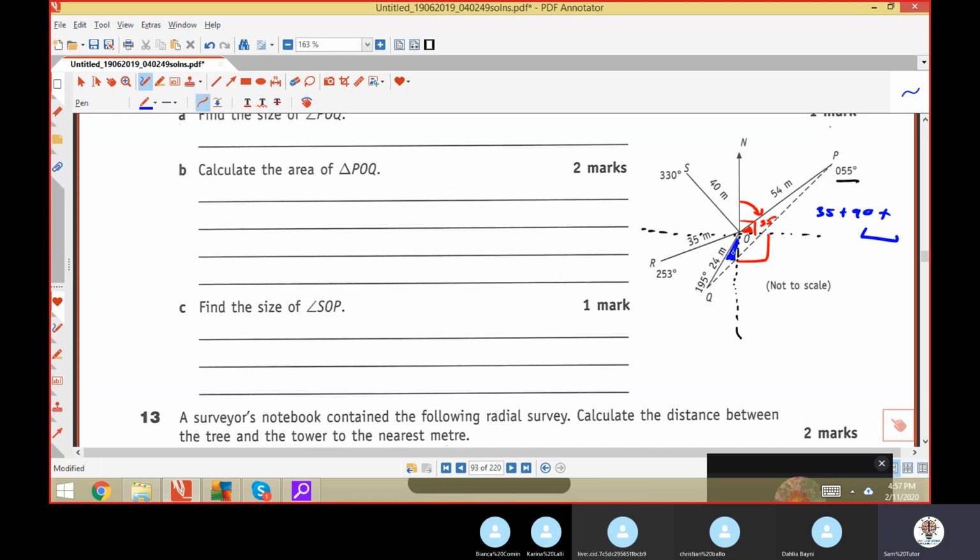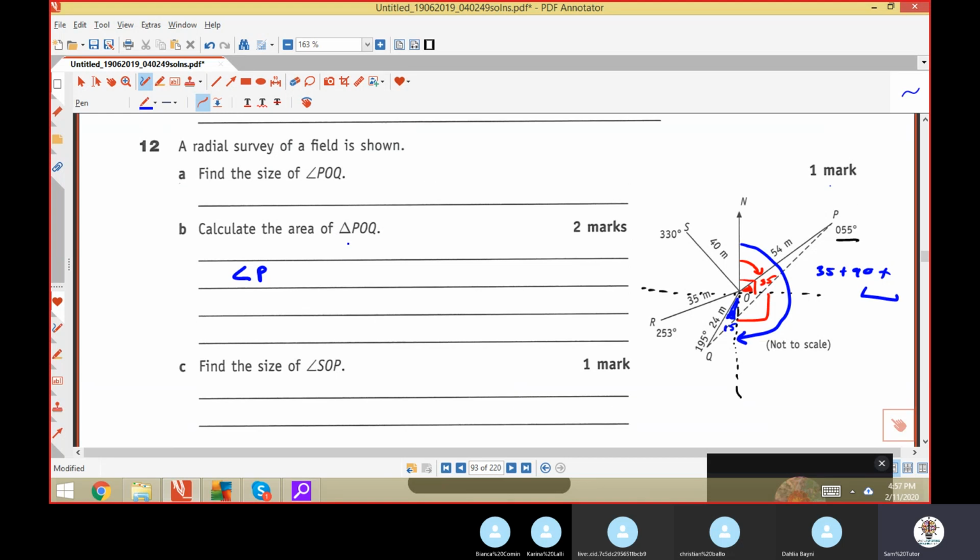Now, to get the angle in blue, we must know what value it is to rotate all the way around here exactly. So what do you think we should do with that 195? Well, 195 minus 180 gives you 15 degrees in there, and there's your value. So the final answer is 35 plus 15 plus 90, and that gives the angle of POQ. That's pretty rough for 2 marks. Oh, no, I'm looking at the wrong one. It's 1 mark, even worse. POQ is 35 plus 90 plus 15.